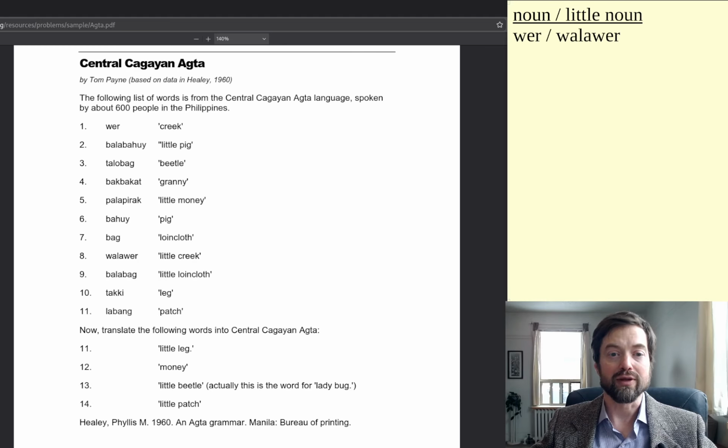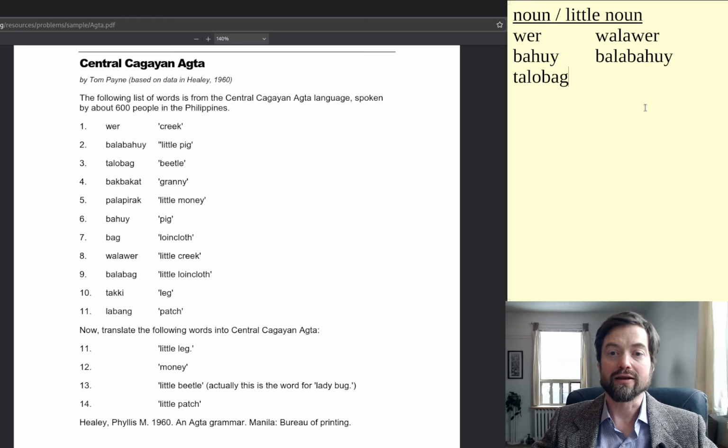Now next I see little pig is number 2, so we have Bahui and Balabahui. And now I'm thinking, I actually want these to be lined up, rather than the slash, let's get these nice and lined up. Okay. So next we have beetle is talobag. Ooh, okay. And then we have, this is the blank one. This is one of the mystery words. Because we need, that's number 13, little beetle, right? So you have 3 and 13.